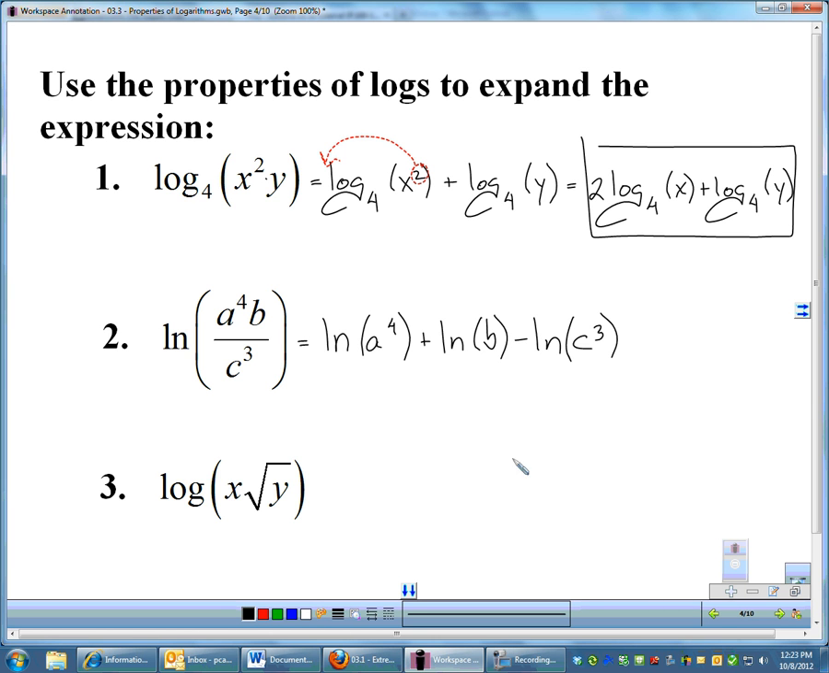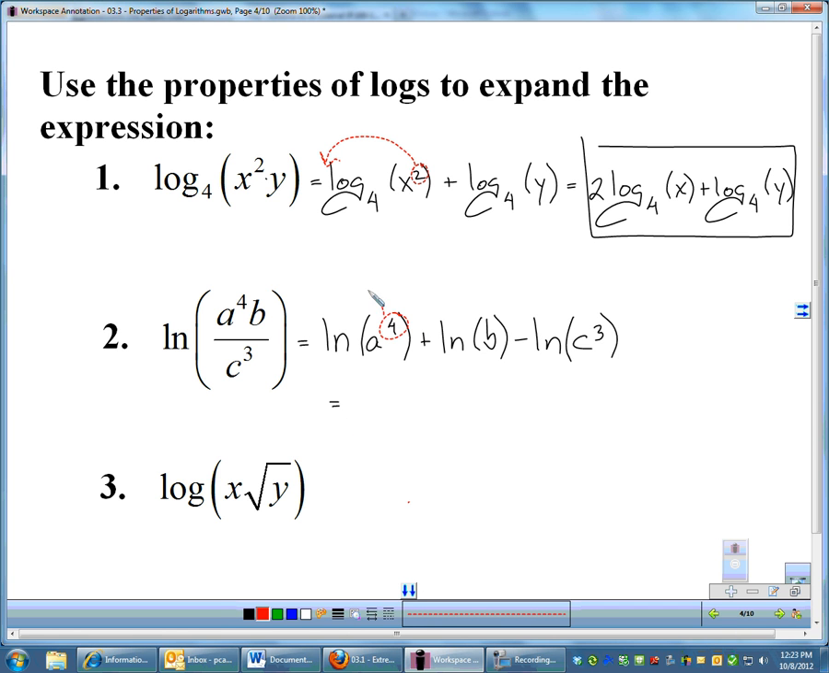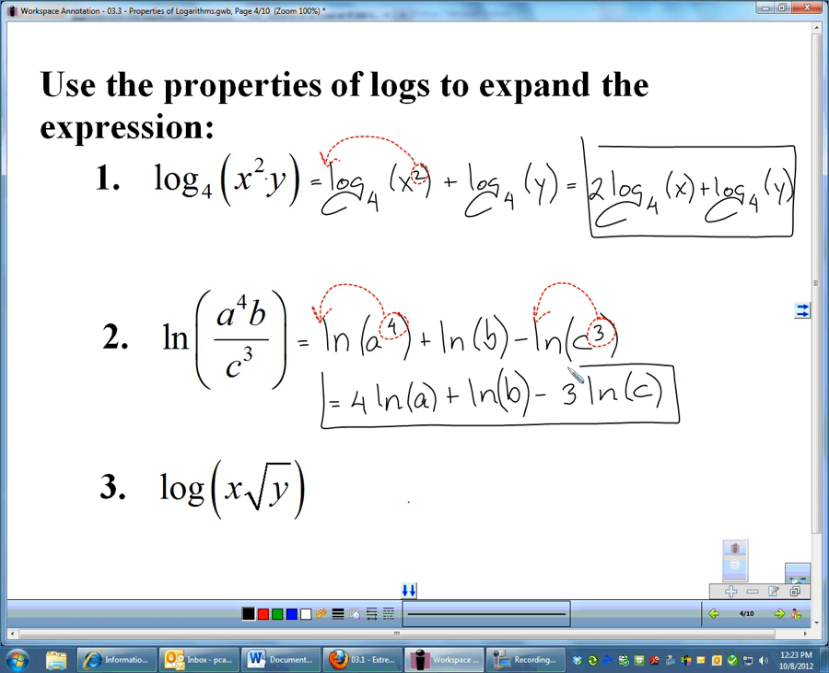And then I need to take those exponents and move them down front. So instead of having the ln of a to the fourth, that's going to be 4 ln a. And for c cubed, that's going to be 3 ln c. So 4 natural log of a plus natural log of b minus 3 natural log of c. Multiplication is split with addition. When I was dividing by c cubed, we subtracted and then we pulled our exponents down.